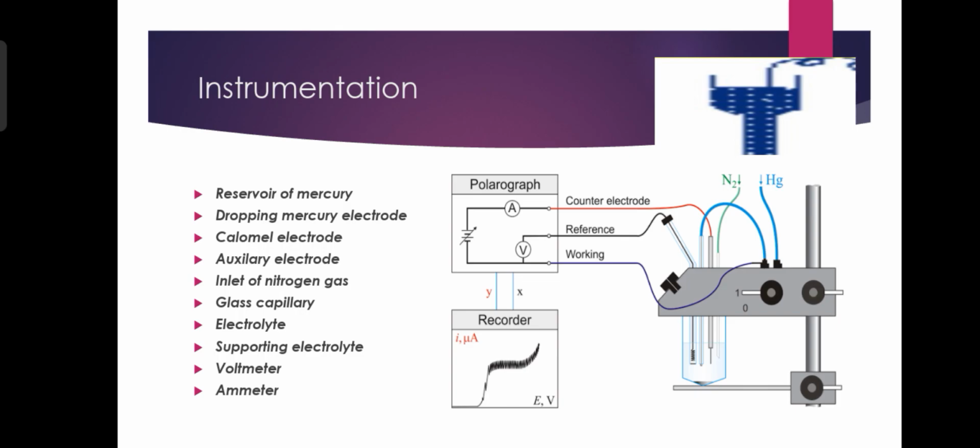Next is the instrumentation. The instrumentation of polarography consists of a reservoir of mercury, from which mercury will flow, and the dropping mercury electrode, which is the working electrode. The calomel electrode is the reference electrode, and there is an auxiliary or counter electrode. There is an inlet of nitrogen gas, where oxygen will be expelled, a glass capillary, supporting electrolyte, voltmeter, and ammeter.